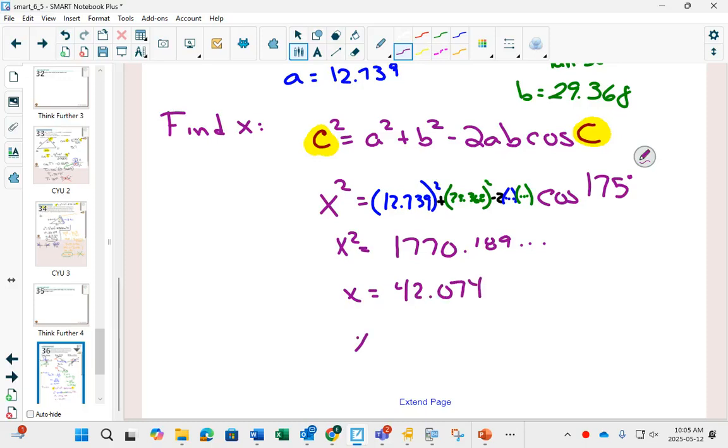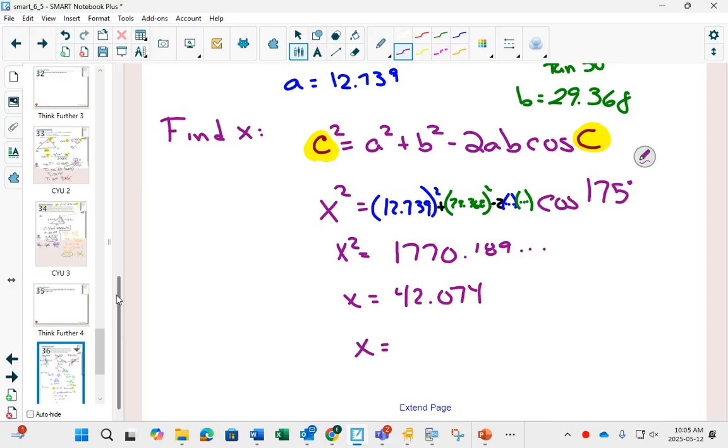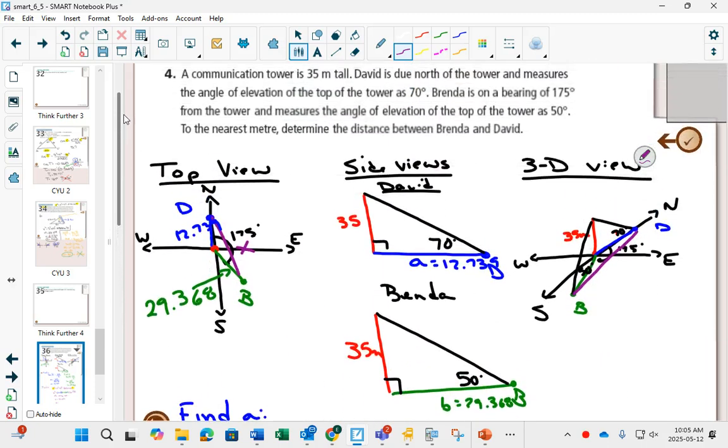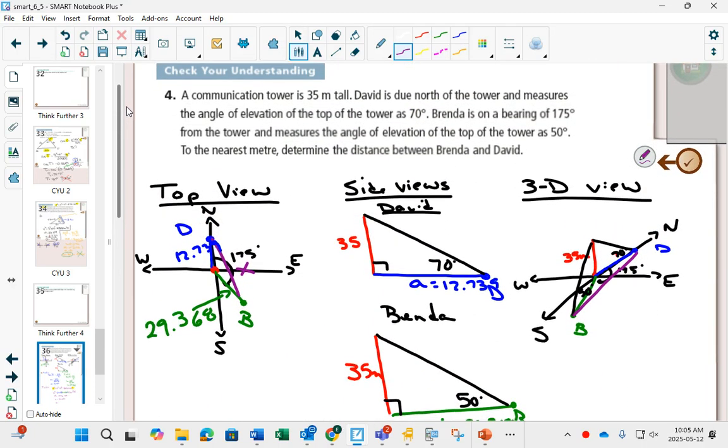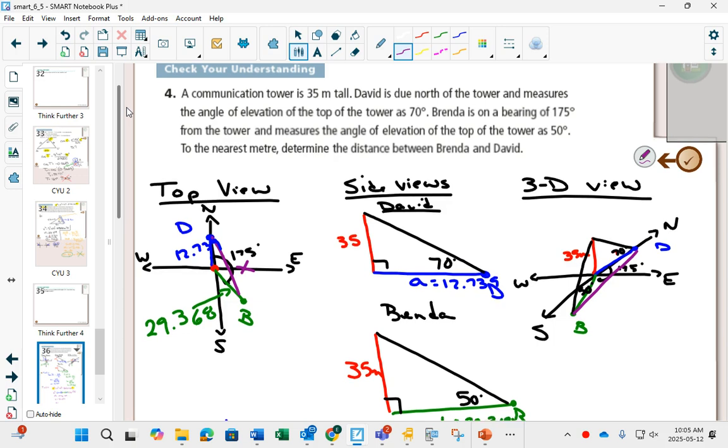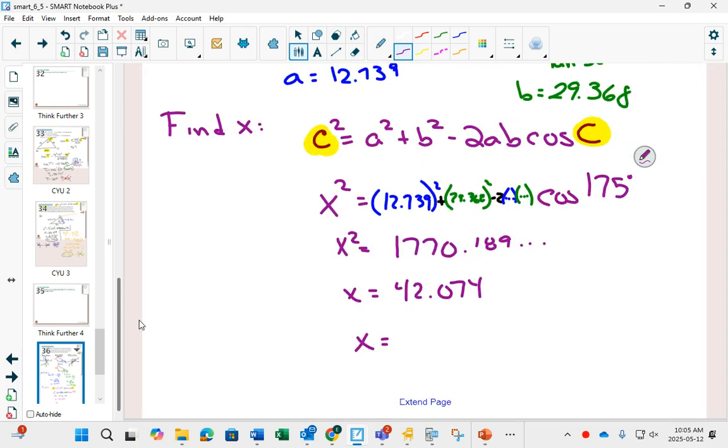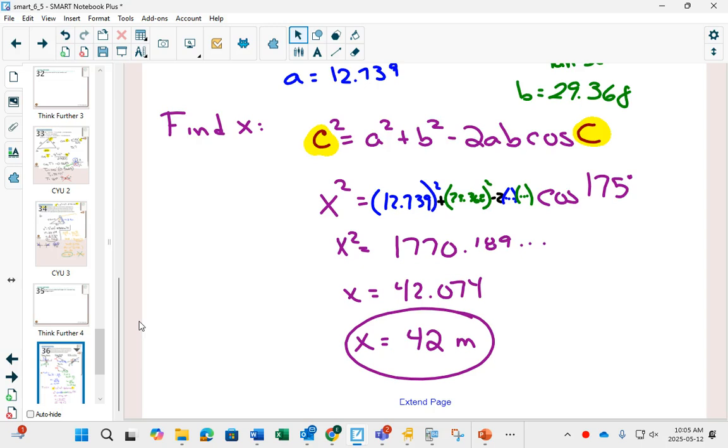So reread the question to make sure we've rounded correctly. It says to the nearest meter. Okay, everything else was in meters. And what is the distance? So I'll round this to the nearest meter. Make sure I include my units. And we get 42 meters in the end.